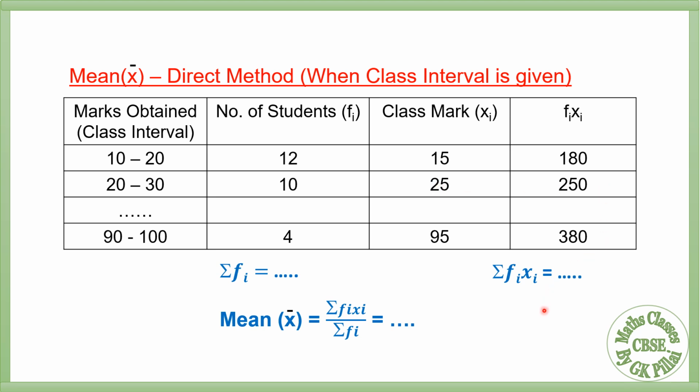Now, sigma fi xi will be the total of this, sigma fi will be this. The mean you will find as sigma fi xi upon sigma fi, the same way.